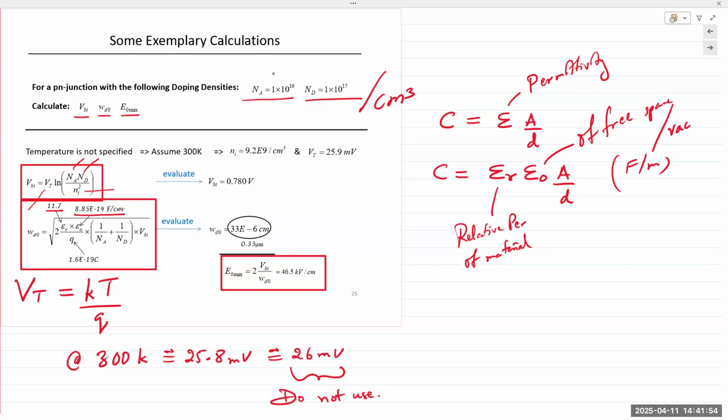All right, and then it's VBI. So you plug in all the values, calculate WD, plug it into the equation for E, and calculate the electric field. Plug and solve. Okay. Let's take a pause. Let me know if you have any questions.